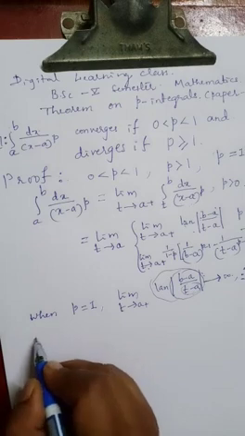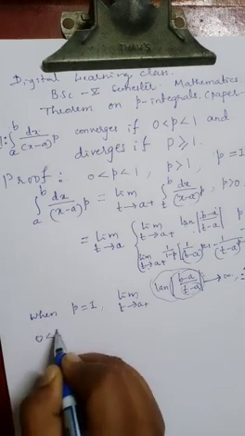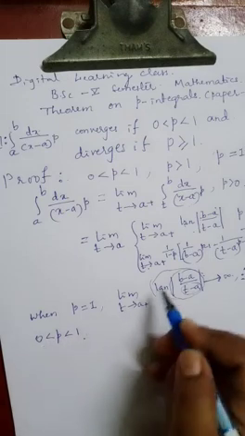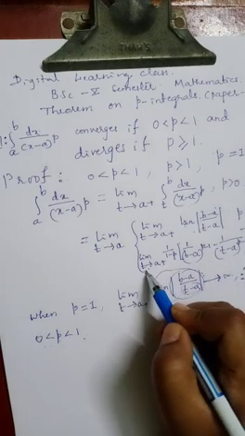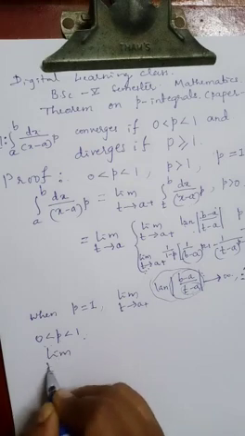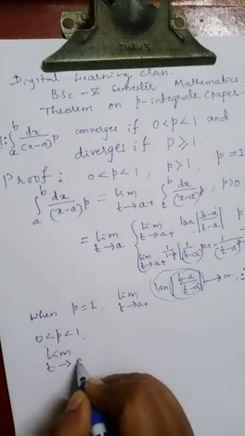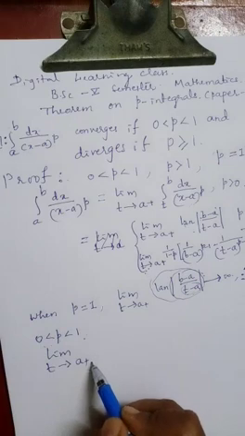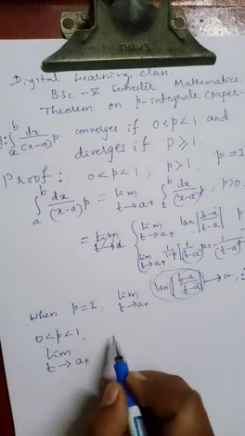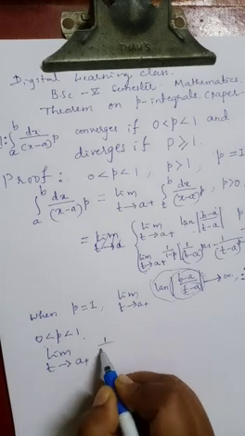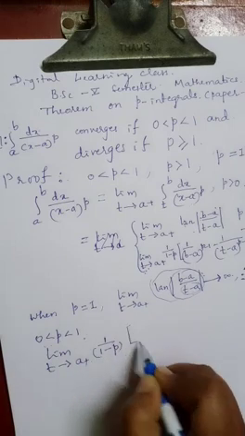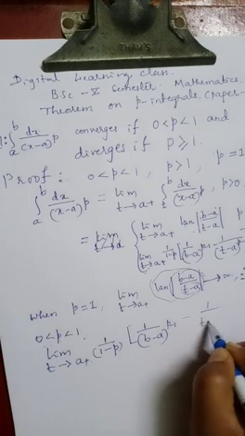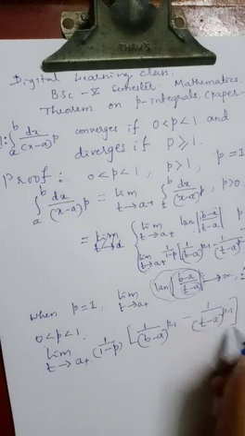And when p lies in this interval, the limit becomes the limit as t tends to a plus of 1 by 1 minus p into the brackets 1 by (b minus a) raised to p minus 1, minus 1 by (t minus a) raised to p minus 1.